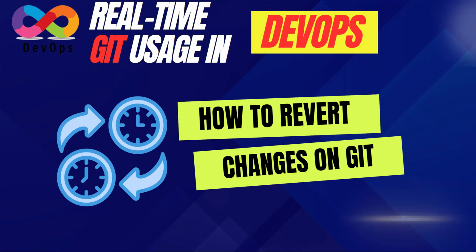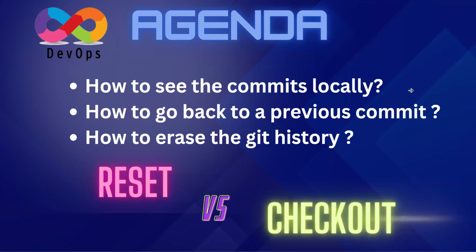So what is the difference between Git reset versus Git checkout is something I'm going to teach you in today's session. Today's agenda is very simple. How can we see the list of commits, or what is the Git history? That means how many commits are there in my commit history. How do you see that? And how can you go back to the previous commit, and how to come back to the existing commit, and how to erase the Git history is something that I'm going to teach you, and it's going to be very interesting. Git reset versus Git checkout is one of the most commonly asked questions in DevOps interviews. So this is an important concept that I'm going to teach you with some examples.